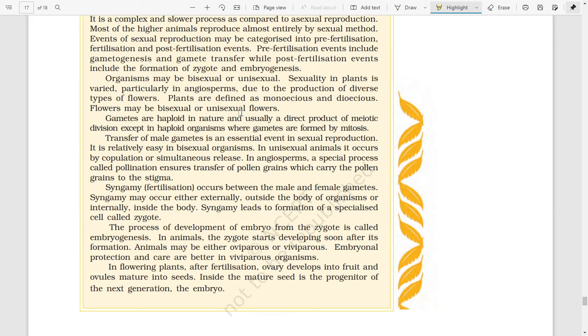The process of development of embryo from the zygote is called embryogenesis. In animals, the zygote starts developing soon after its formation. Animals may be either oviparous or viviparous; embryonic protection and care are better in viviparous organisms. In flowering plants, after fertilization, the ovary develops into fruit and the ovule matures into seed. Inside the mature seed is the progenitor of the next generation, known as the embryo.